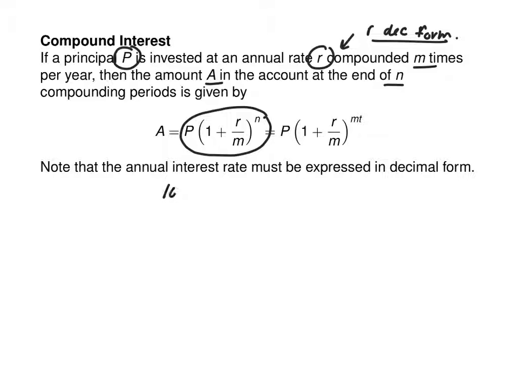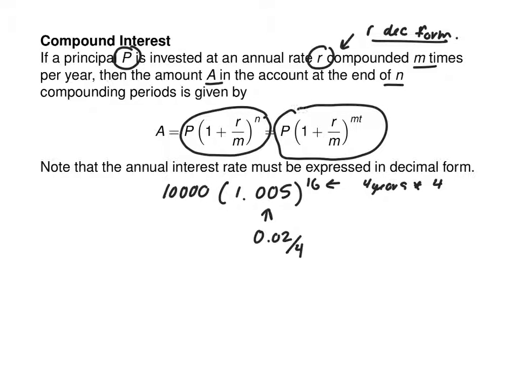Like in ours, we had 10,000 times 1.005 to the 16. That was what we had for the particular problem we're looking at. This 0.005 was 0.02 divided by 4, right? And this 16 was that we did 4 years times 4 compounding periods per year. So that's what this formula does in general. If I give you this kind of question on a quiz or test, I'm probably going to give you the formula.